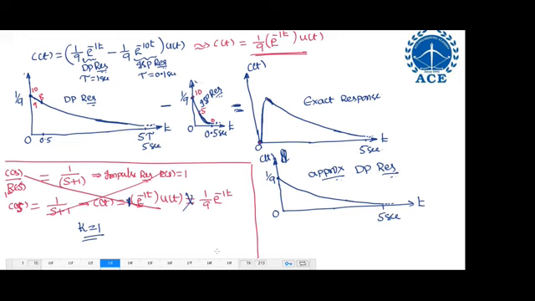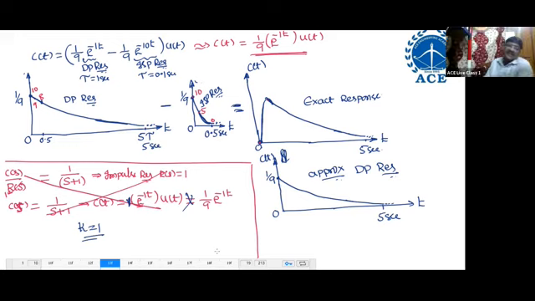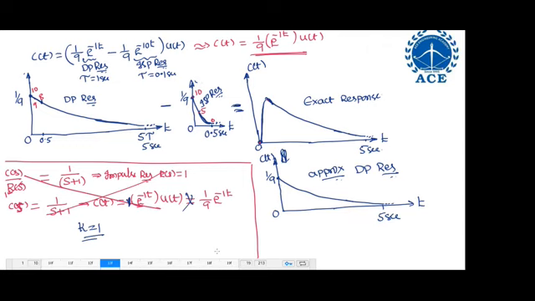Conditionally stable means only for certain k it is stable. Certain range it is stable. 0 to 100 stable. If you take more than 100, then it is unstable. Okay, sir. Any more?